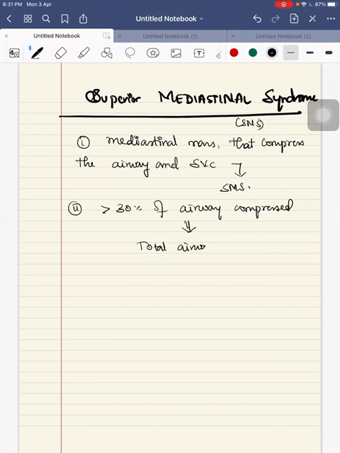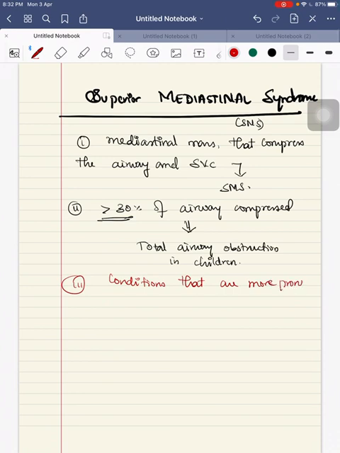So when more than 30% of the airway is compressed, it leads to total airway obstruction in children. Okay, so when there is more than 30% airway compression, it leads to total airway obstruction in children.